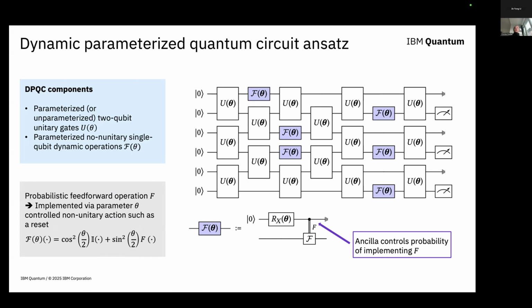In the remainder of the work, specifically in the numerical experiments, the feed-forward operation that we have looked at is a simple reset. So if the control decides that the target qubit is a 0, then nothing happens. If it's a 1, then it's simply being reset to 0, i.e. the projector is being applied onto it.